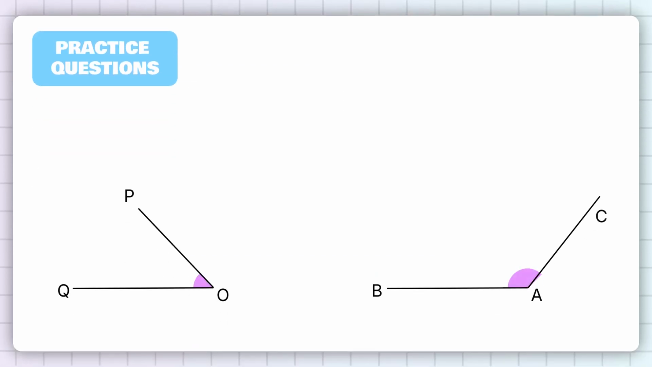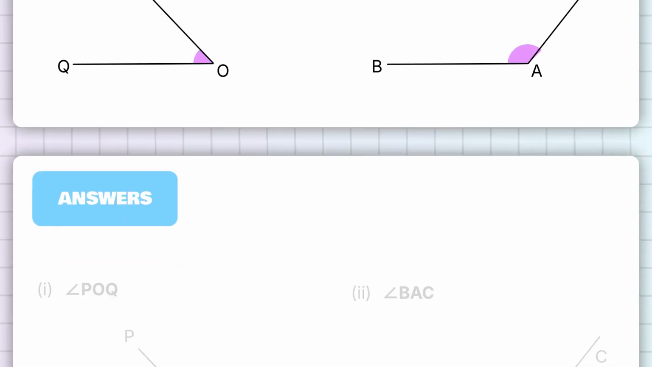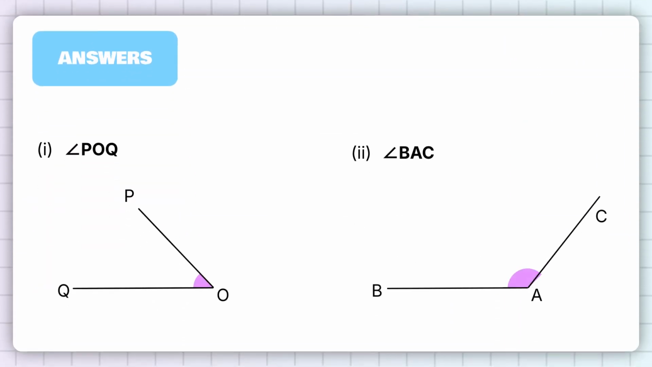Now, for some practice, pause the video here and correctly label the following angles. The answers are on the next slide, so make sure you've answered both questions before carrying on with the video. Here are the answers. The first is angle POQ. The second is angle BAC. Well done if you got these correct. Keep practicing!